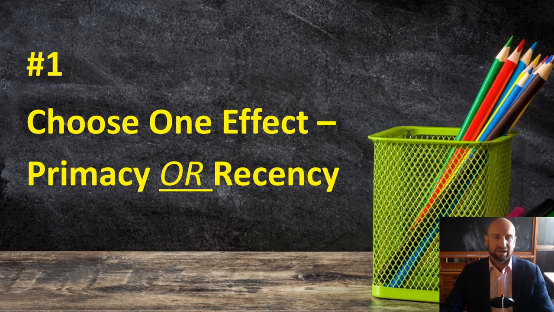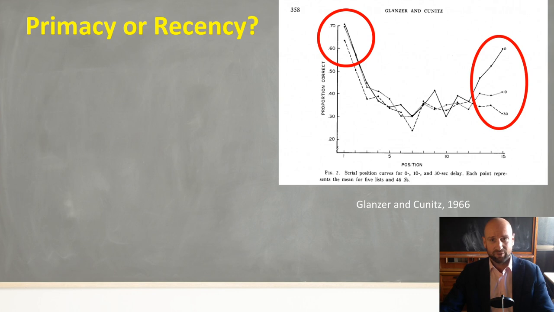Alright, so first of all, now this is the most important one. Choose one effect. Focus on the primacy effect or the recency effect. Now, I'm not going to tell you exactly which one to do, but it should be pretty obvious. And I'll make it pretty obvious which one you need to do. In fact, it's going to be really hard not to tell you the right one to do. Let's have a look. This comes from the original study.